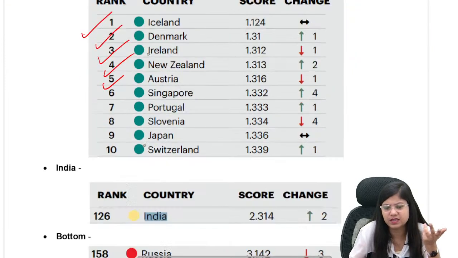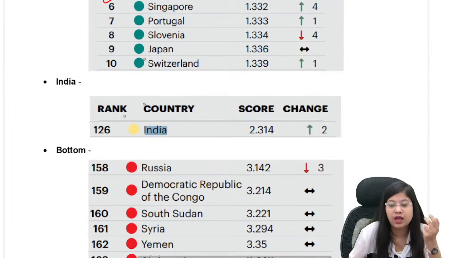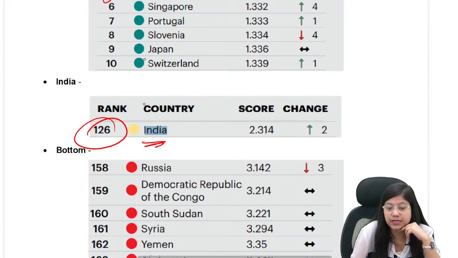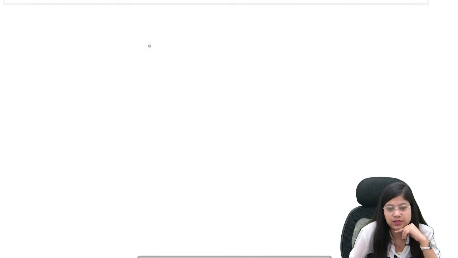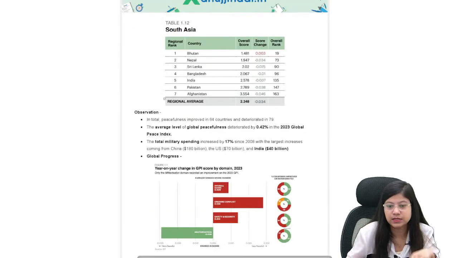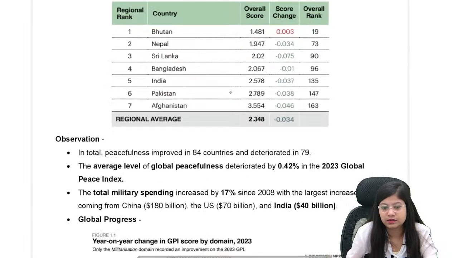Top 5 is important. They don't ask more than that. Then India is at the 126th position and the score is 2.314. Then here we have the bottom rankers in South Asia. Let's see.